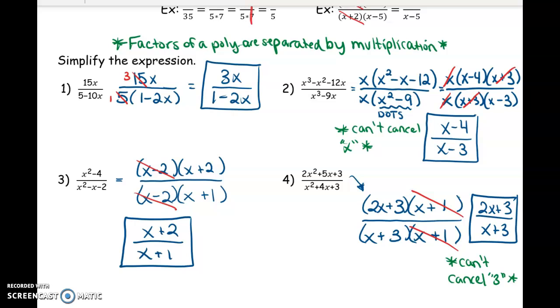So again, to sort of summarize for you here, when you're simplifying rational expressions, first thing you want to do is factor the numerator and denominator as much as you can. Then you look for any factors that can cancel, meaning any binomials or single terms that are the same in the top and the bottom. And then you have your simplified answer. All right, good luck with your practice.